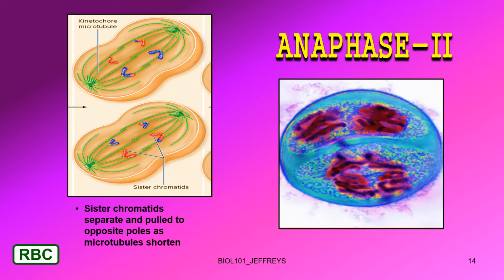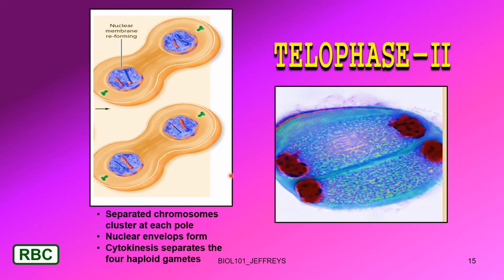Anaphase 2 is, think of ana, against, antagonist, against. So you have sets of chromosomes going away from each other. And then in telophase 2, the cleavage furrow continues to form, the nuclear envelope reassociates, the spindle apparatus disappears, and you end up eventually where these two cells separate, and that'll be 2 granddaughter cells, haploid, and these 2 cells separate, and that'll be 2 more granddaughter cells, haploid. So separated chromosomes cluster at each pole, the nuclear envelopes reform, cytokinesis separates the 4 haploid gametes.